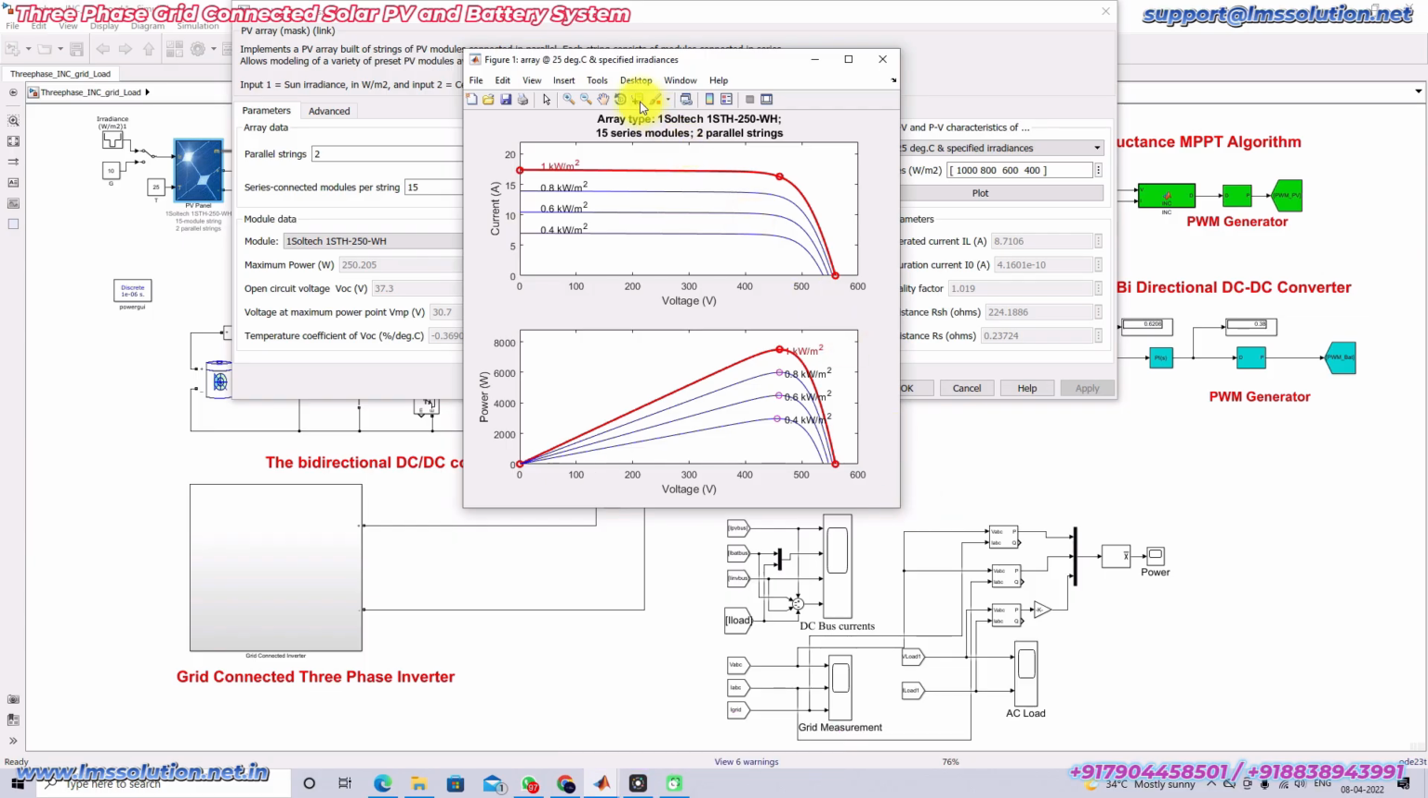The maximum power for the different irradiation conditions you can see here, right? For 1000 watts per meter square, the maximum power is around 7506 watts, and the voltage at maximum power point is 460.5 volt. So we can see the maximum power for the different irradiation conditions.